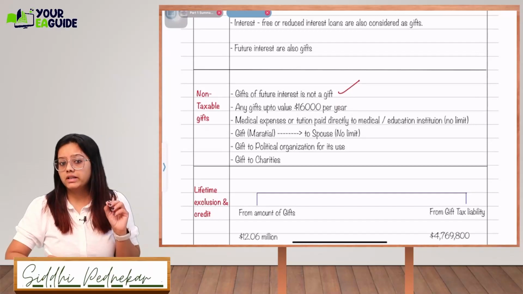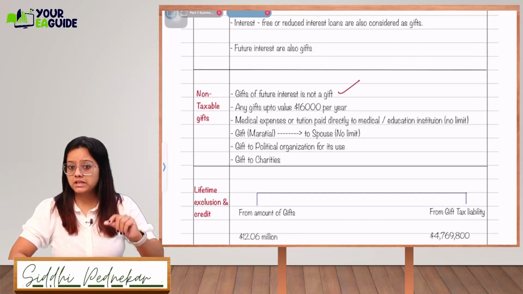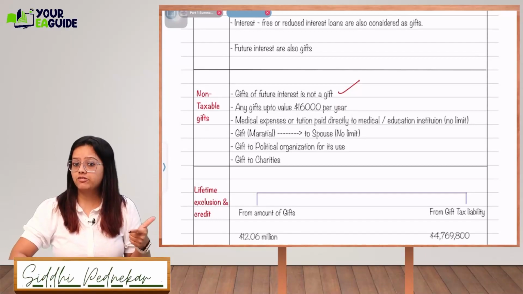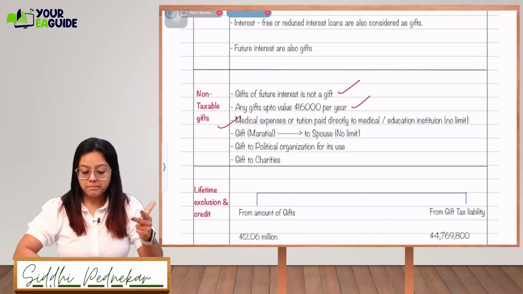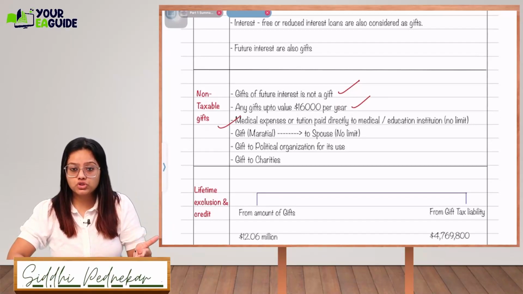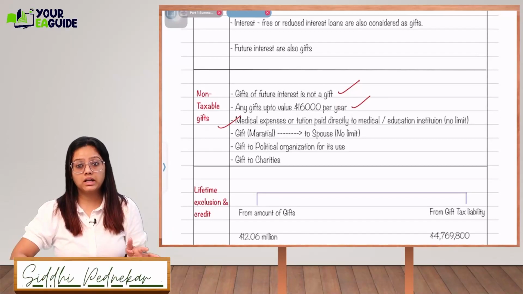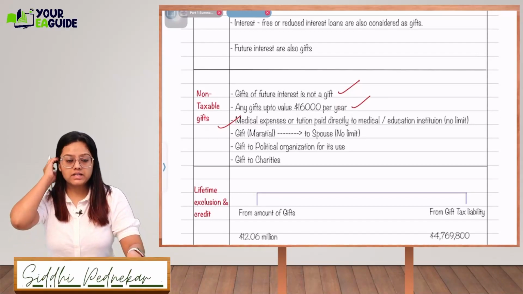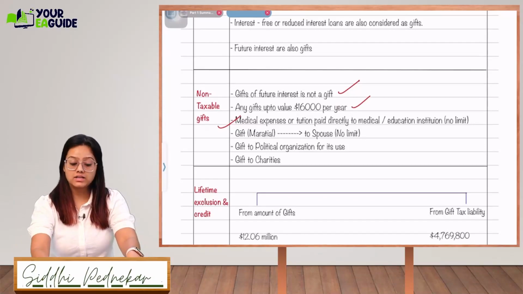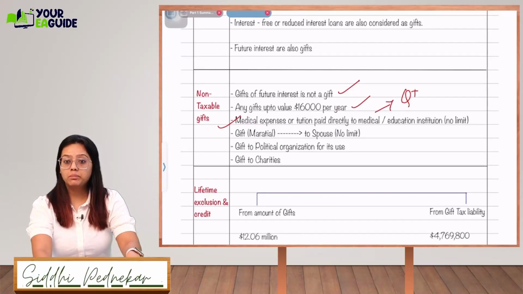First, what are the exceptions? What gifts are not taxable? First, gift of future interest. Second, any gift with a value less than 16,000. Third, medical expense or tuition which is paid directly to the medical institution or education institution. If you are paying, here one more topic we linked in the class, that was regarding QTP.